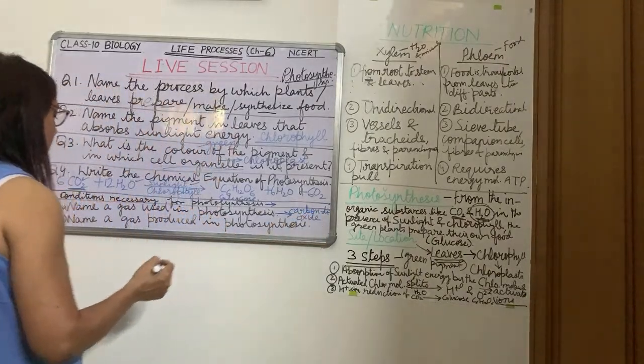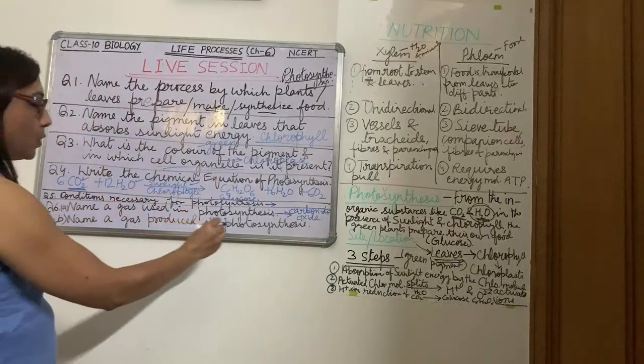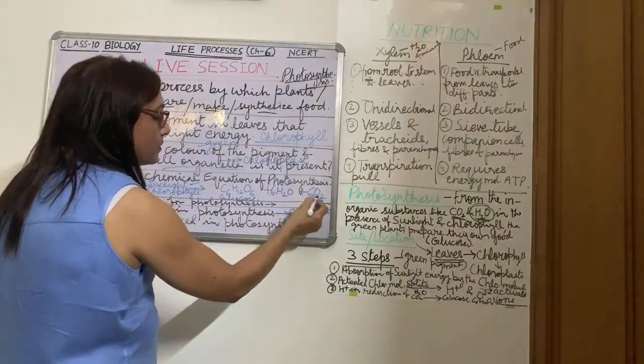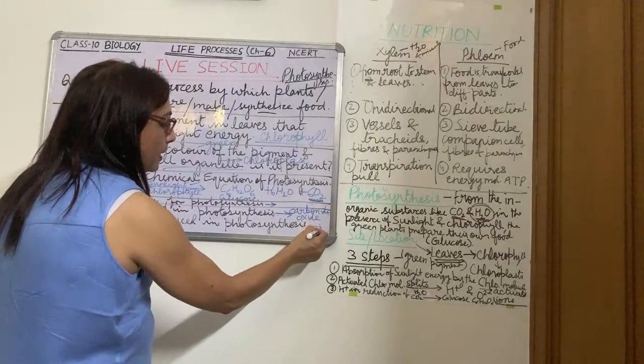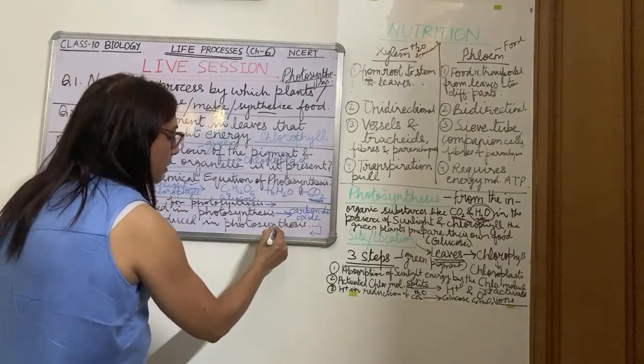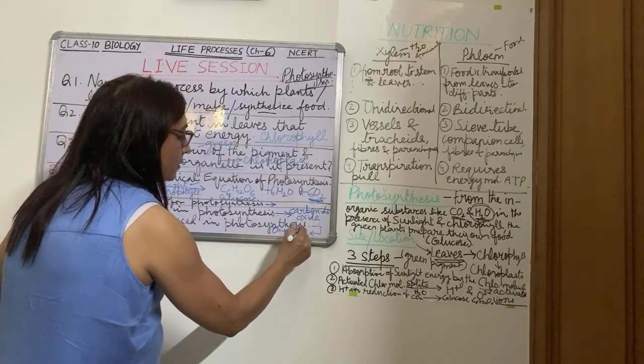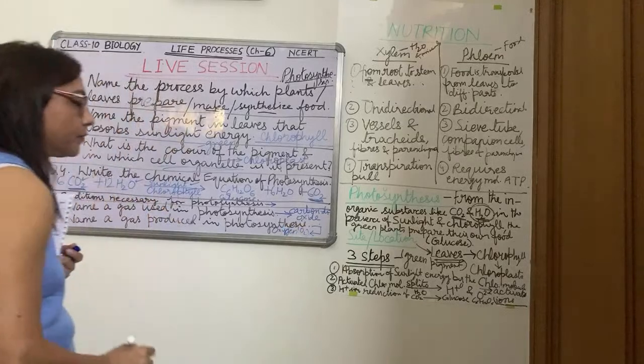CO2 is the formula. And name a gas produced in photosynthesis. This is the gas which is being produced. Which is this gas? Can you name it? It is oxygen. This gas is oxygen. That is, O2 is the formula.